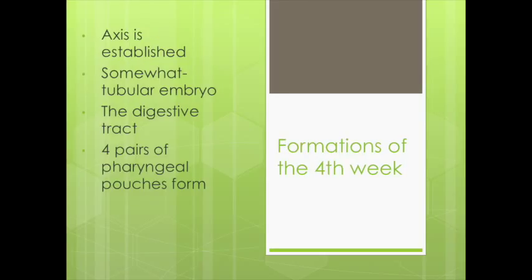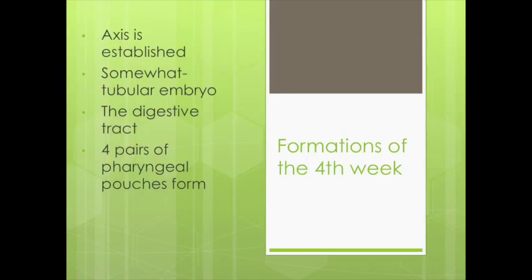In the 4th week, the axis is established as the forming tissues are placed into their proper positions. There is now a somewhat tubular embryo. A long hollow tube lined by the endoderm forms from the cephalic end to the caudal end. This will be the location of the digestive tract. The digestive tract will consist of the foregut, the midgut, and the hindgut.